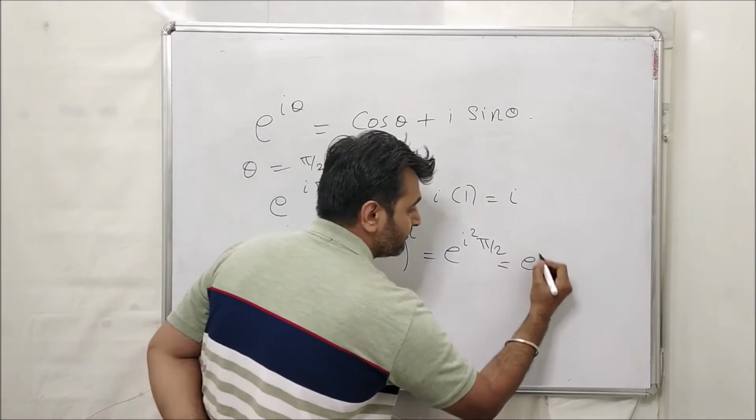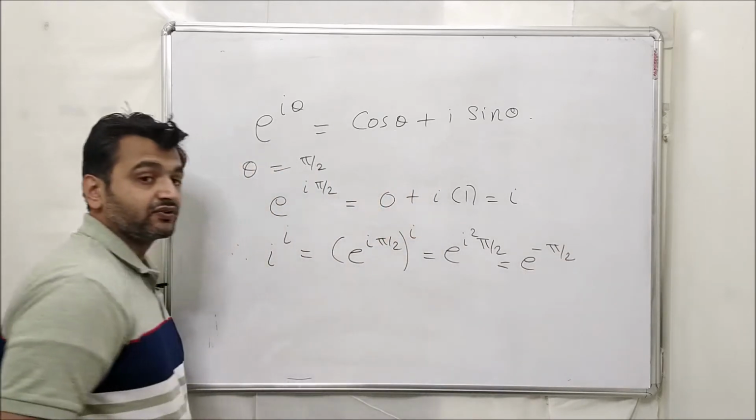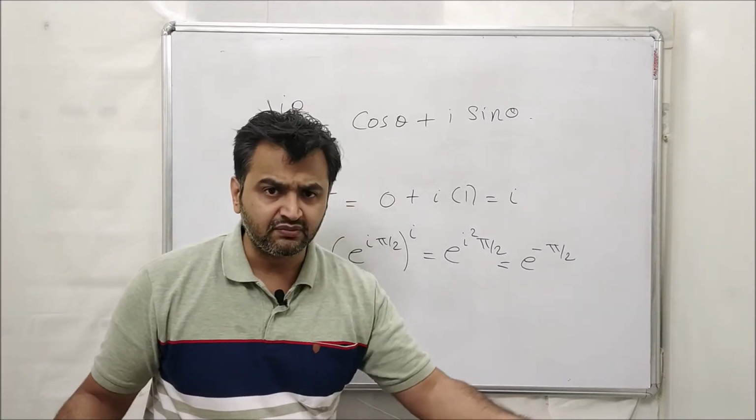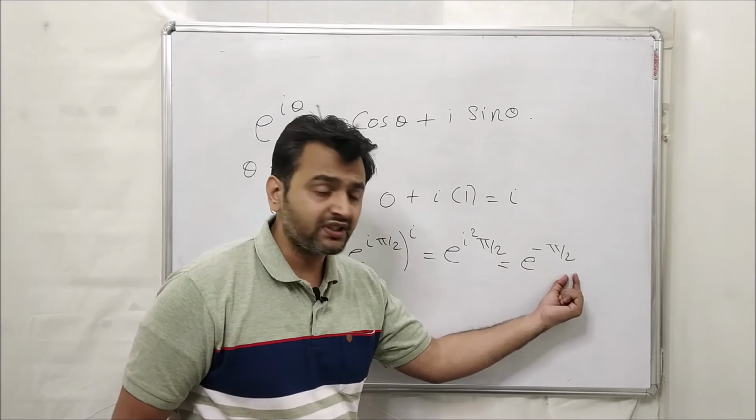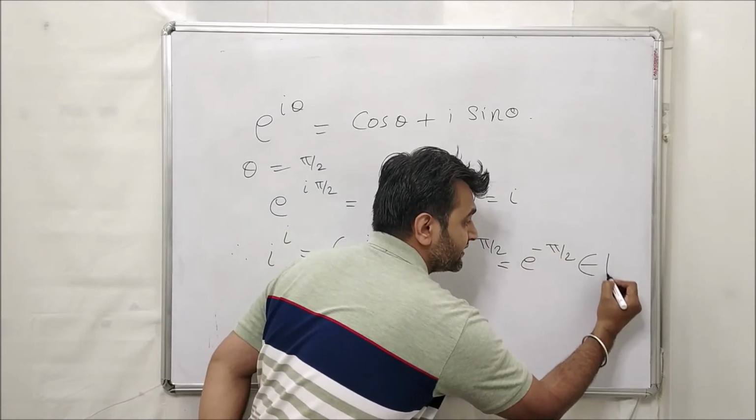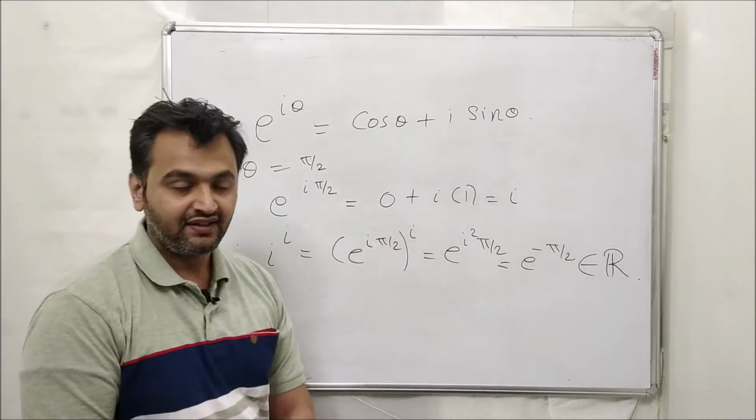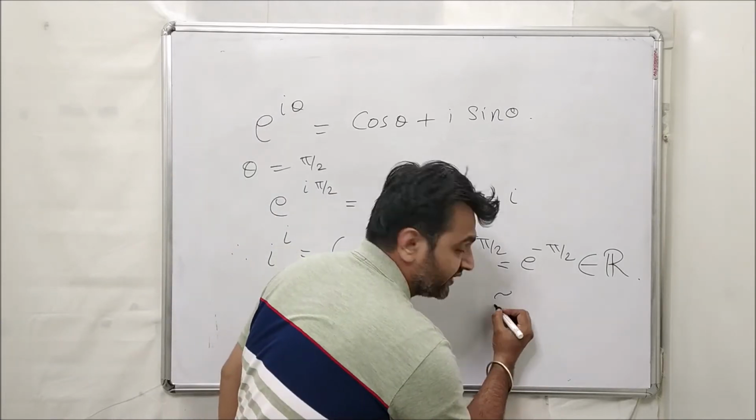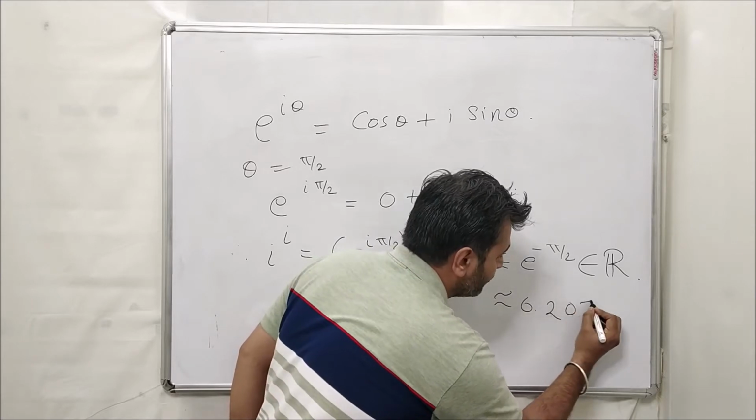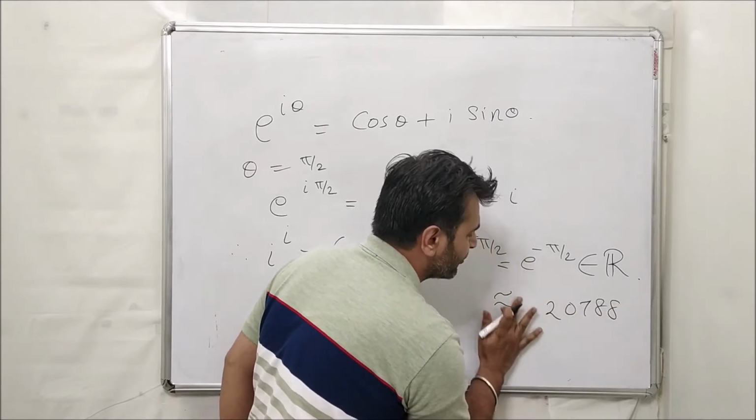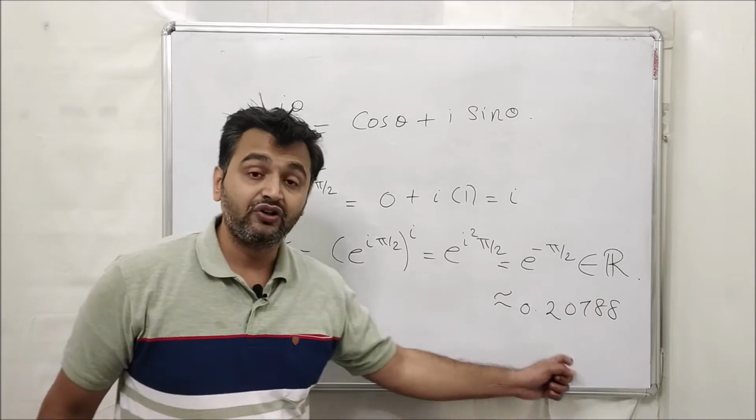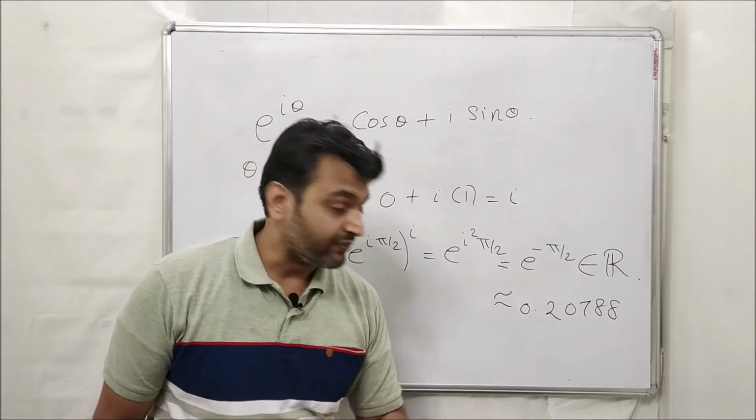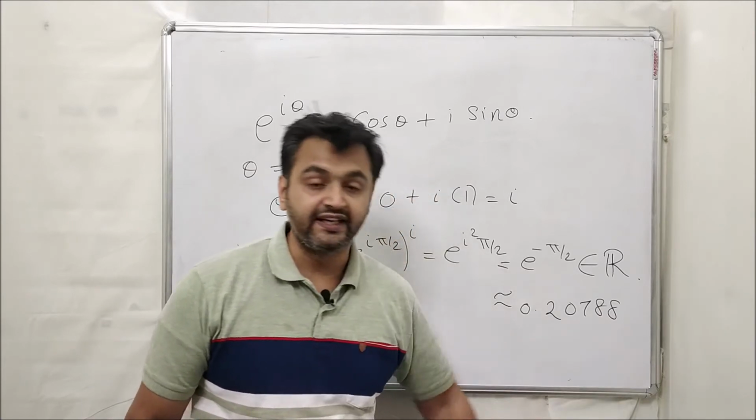But what is i square? -1, right? So this is e raised to minus pi by 2. e is what? 2.71 something, so it's a real number. Pi by 2 is a number. So this is nothing but a real number. Isn't that simple? And if you use a calculator, I have done this calculation, the answer comes out to be approximately 0.20788. So i raised to i is a real number, approximately 0.20788.